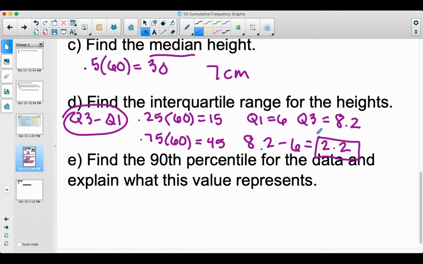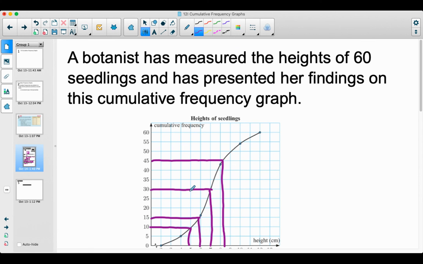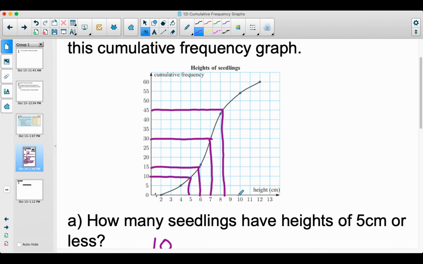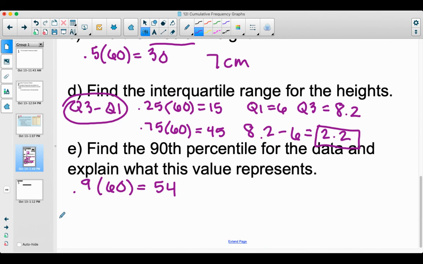Okay, so then it says, part E, find the 90th percentile for the data and explain what this value represents. So, first off, the 90th percentile is going to be 0.9 times 60, and that gives us 54. And so we need to go up to our 54 here. Right below, it actually looks like it has got a point there, and then follow down, and it's 10. Okay, so then 10 centimeters is going to be our 90th percentile.